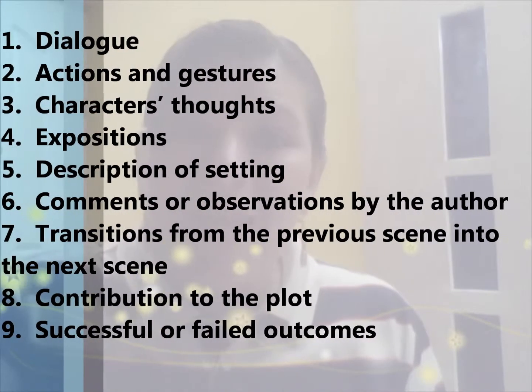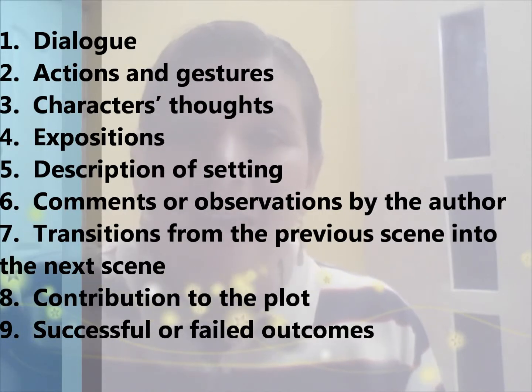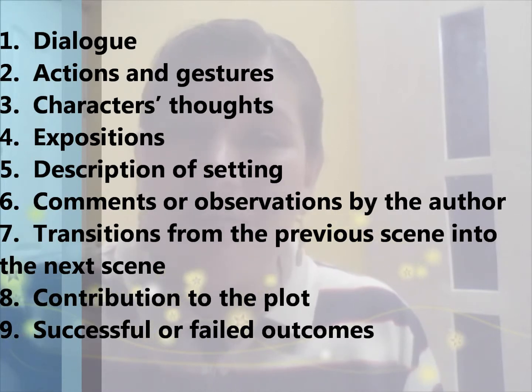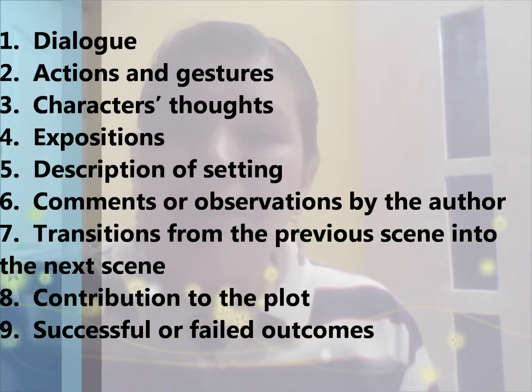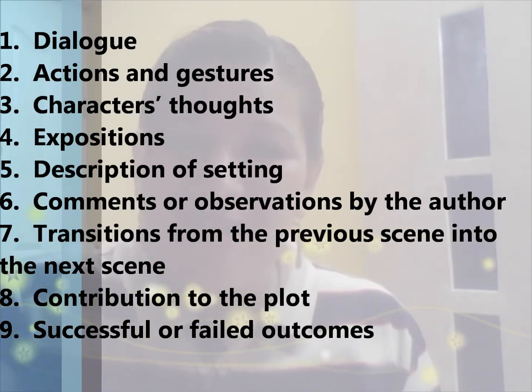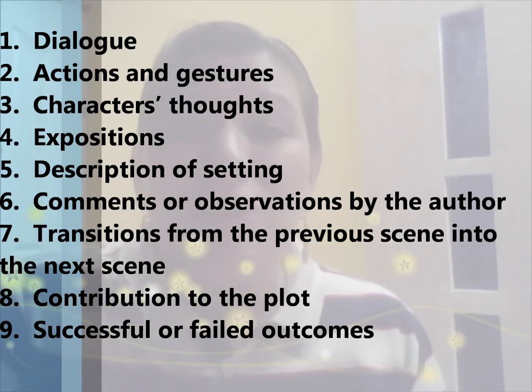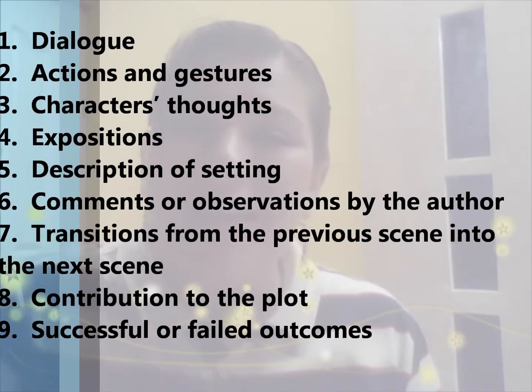According to Sylvester 2004, in order to produce scenes, there are a few elements that are suggested and required. They are dialogue, actions and gestures, characters' thoughts, expositions, description of setting, comments or observations by the author or narrator, transitions from the previous scene into the next scene, contribution to the plot, and successful or failed outcomes.